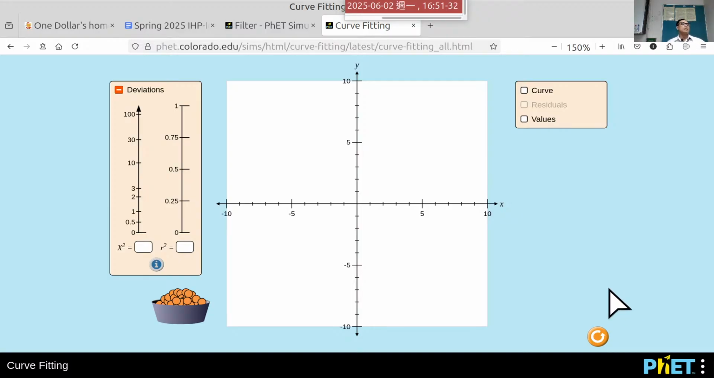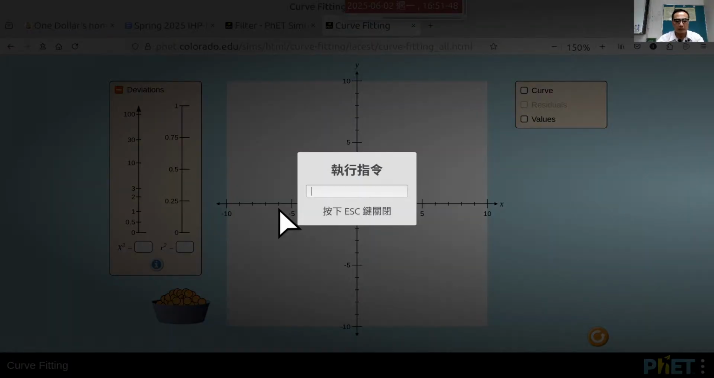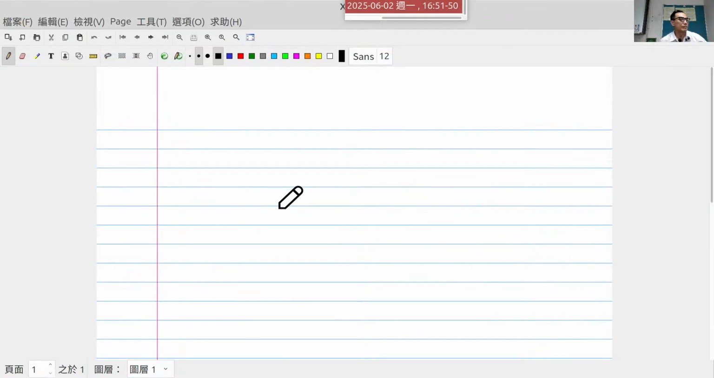Okay, I'm going to share this. The topic of this one is curve fitting. And now we know one thing. If in the x-axis and the y-axis we have only one dot, that's 1 point.